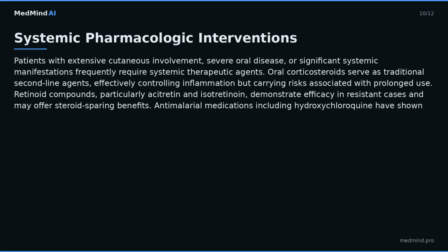Retinoid compounds, particularly acitretin and isotretinoin, demonstrate efficacy in resistant cases and may offer steroid-sparing benefits. Antimalarial medications including hydroxychloroquine have shown clinical benefit in certain patient populations. Immunosuppressive agents such as azathioprine, mycophenolate mofetil, and methotrexate provide alternative approaches for resistant disease or situations requiring steroid dose reduction. Emerging evidence supporting biologic therapies, particularly TNF-alpha inhibitors, suggests expanding options for refractory disease, though further research continues to define optimal patient populations.